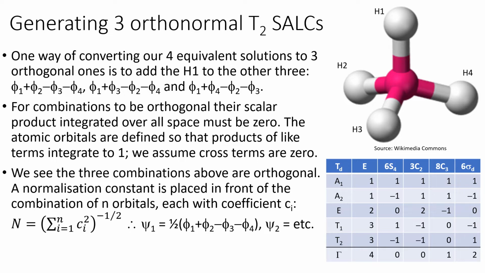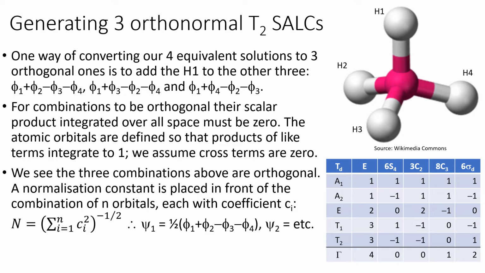And so we just take the like terms, the phi 1, phi 2, phi 3 and phi 4. Those like terms will each give plus 1 in the product when it's all integrated up. But once you sum those 4 plus 1s, you get the answer of 4, and that's not normalized to 1. So the recipe is that you put a constant in front of these orbitals, and that constant is 1 over the square root of the sum of all the squares of the coefficients.